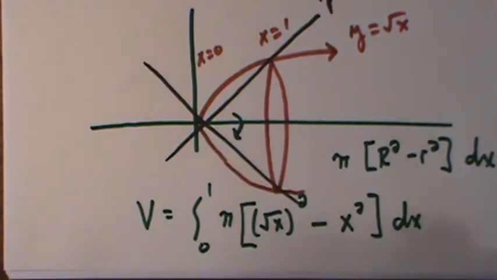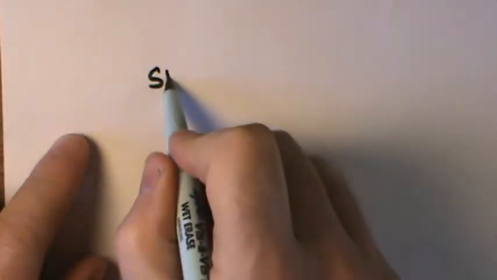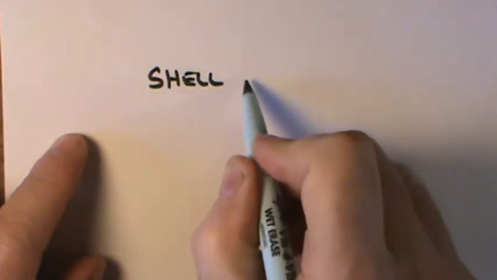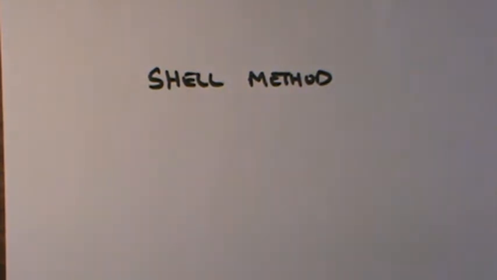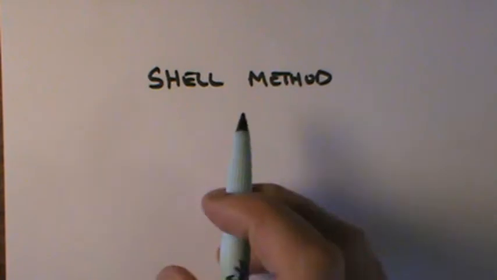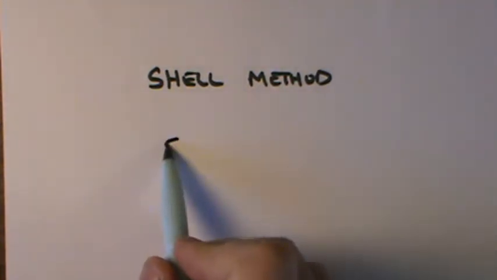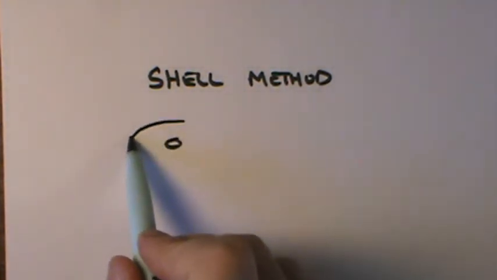The new concept is this thing called the shell method. The shell method, instead of stacking discs or washers, you're really going to be considering this. Let me write up here, shell method. Like the shell of cylindrical shells. The way they explain this, think of a paper towel roll. You got a paper towel roll, looks something like this.